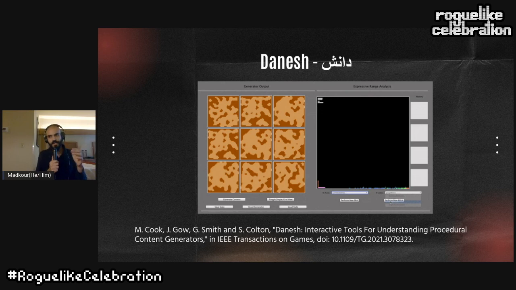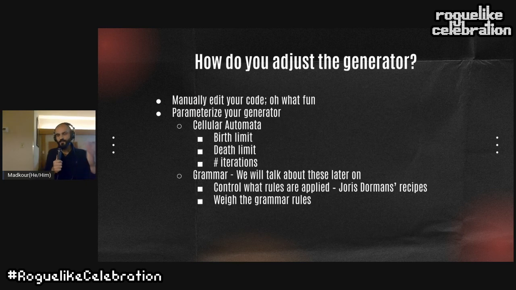So Danesh lets you visualize your generators using expressive range analysis. The website has the GIF that I took this out of, but basically you can look at each specific point in the expressive range analysis and see the level that corresponds to the point in the plot. Danesh lets you visualize it, and this is a cellular automata example. And Danesh is, I think, a Unity... yeah, it is a Unity plugin, so you can use it now in whatever Unity project you're working on. This is a sales pitch for Mike Cook's tool. So that's one way of visualizing it.